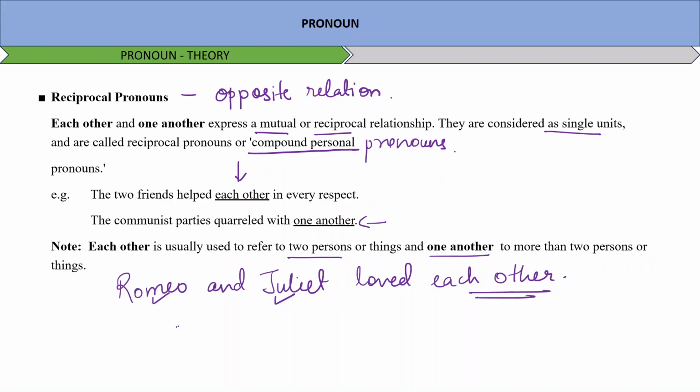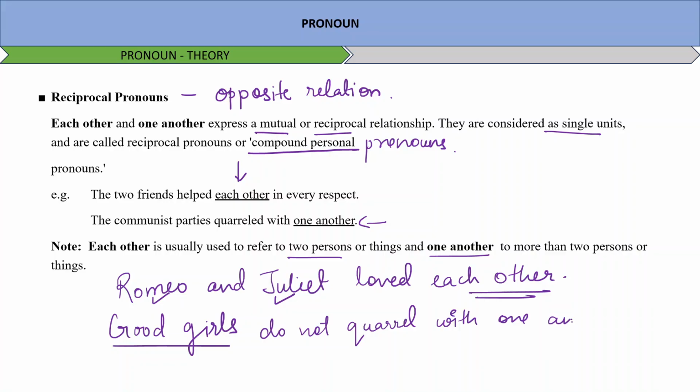If I say good girls, the subject is plural, which is more than one. Good girls do not quarrel with one another, right? This is for more than two and this is just for two. So remember, when you use one another, your subject should be more than two. When you use each other, there should be only two subjects in a sentence. Okay.